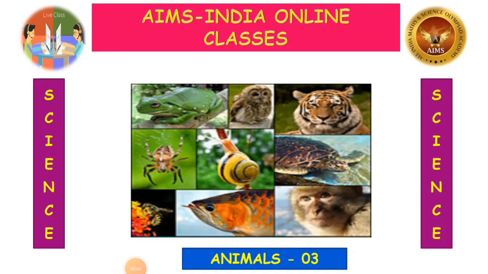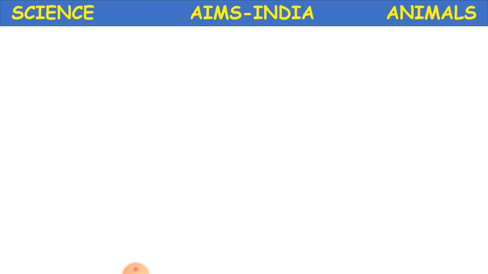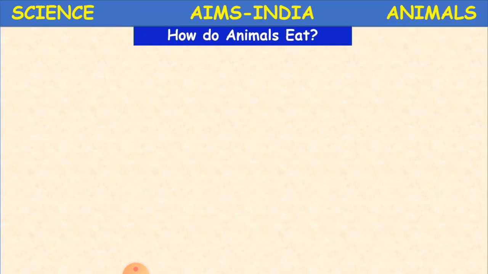So today in this session, we will continue part 3 of the animals lesson from our science subject. Clear, children? Until now, we have learnt about the features and different types of animals. Today we are going to learn about the eating habits of animals, like how do animals eat.